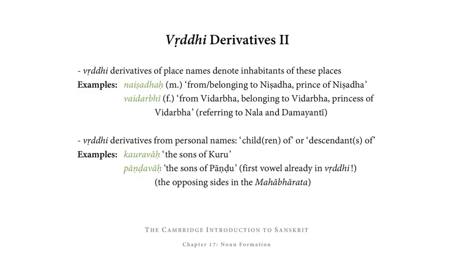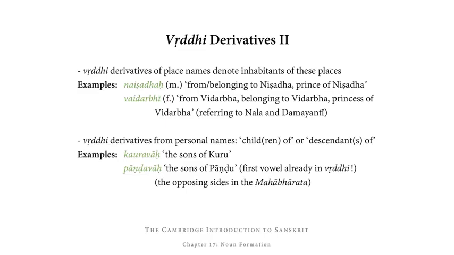Vritti derivatives, specifically of place names, refer to the inhabitants of these places. So, for example, in the story of Nala and Damayanti from the Mahabharata, we have Nala often referred to as Naishadha, meaning the one from or belonging to Nishada, and Damayanti often referred to as Vaidarbhi, i.e. the one from Vidarbha. And note that Naishadha is masculine because it refers to a man, and Vaidarbhi is feminine because it here refers to a woman, namely Damayanti.